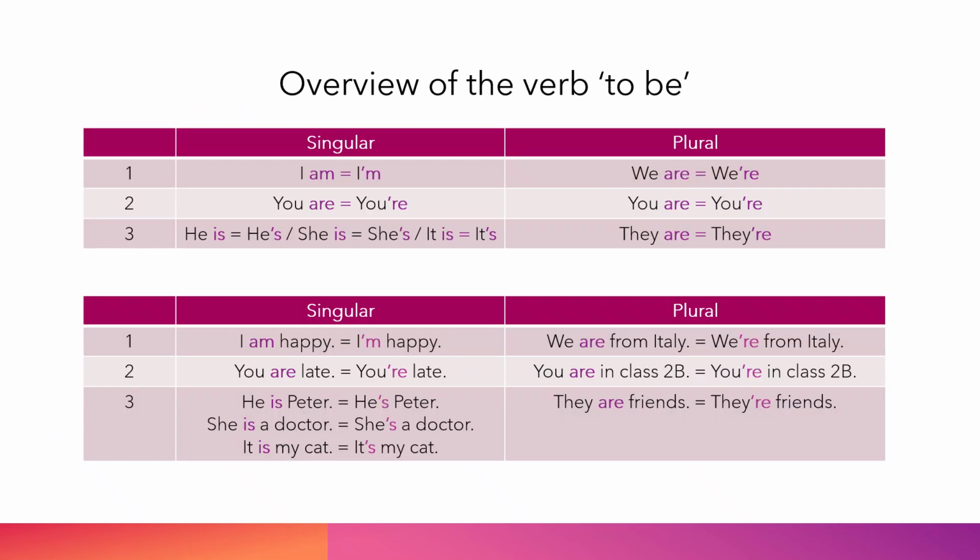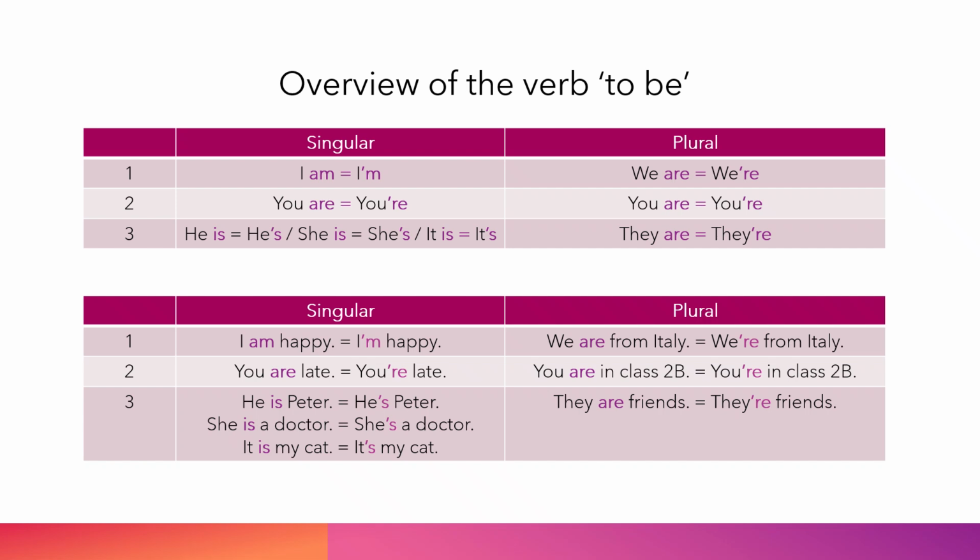Overview of the verb to be. I am or I'm. You are or you're. He is or he's. She is or she's. It is or it's. We are or we're. You are or you're. They are or they're.